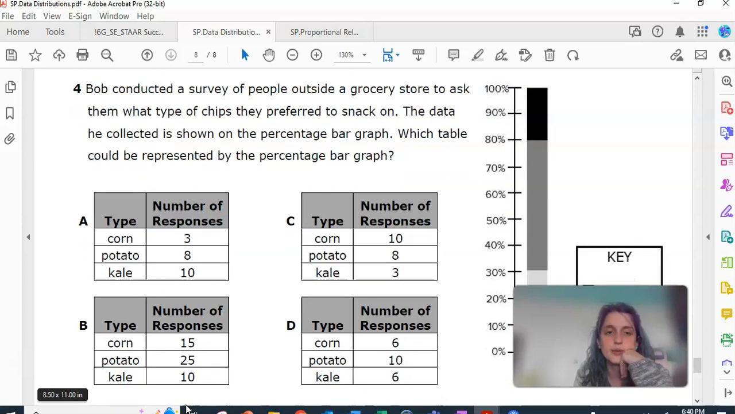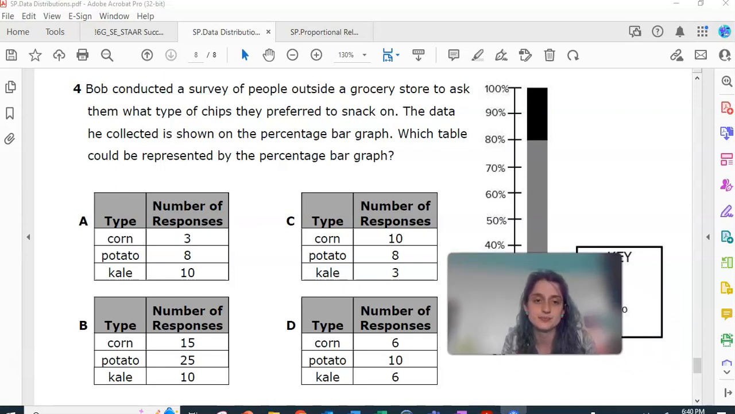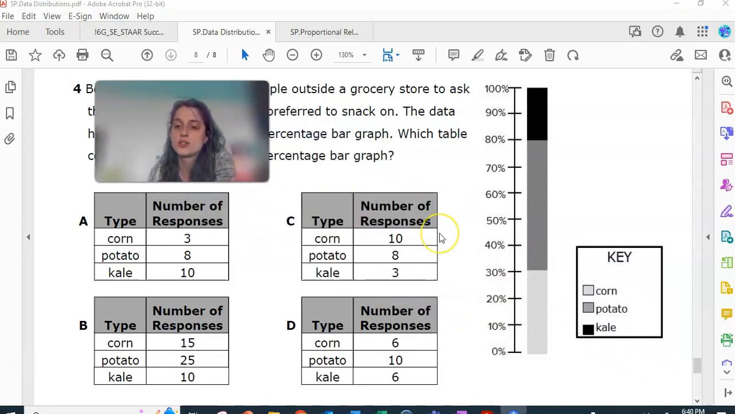All right, here we go. Bob conducted a survey of people outside a grocery store. A survey is when you ask people questions. And his question was, what type of chips do you like? He gave them 3 choices, and I can tell what the 3 choices are by looking at my key. Corn chips, potato chips, and kale chips. As much as I love kale, and it's a great vegetable, when I want chips, I want potato chips. So my choice would have been potato chips.